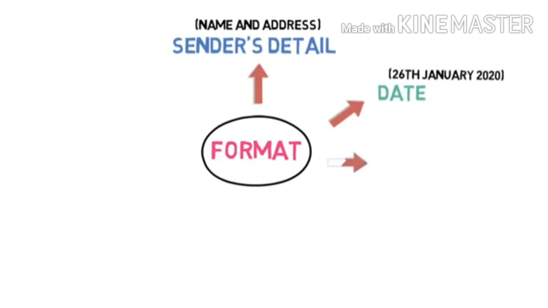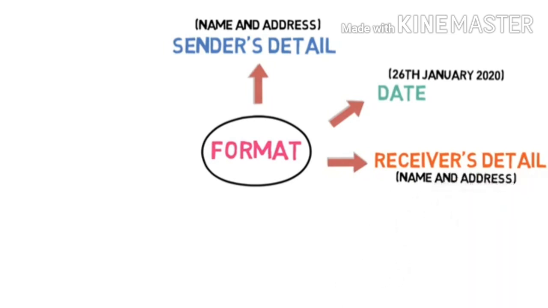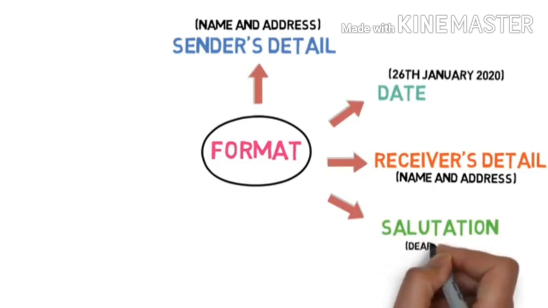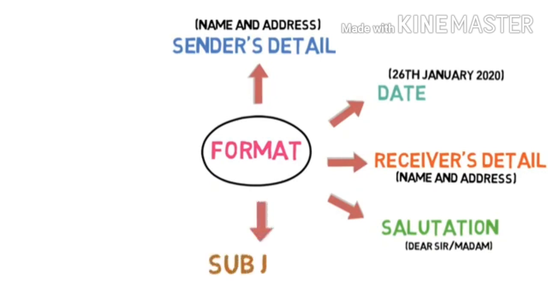And then the third part is receiver's detail. You have to write down the receiver's name and address, whom you are going to write to. That is very important, otherwise the letter won't be received by the particular person. Next one is salutation. Salutation means you are writing dear sir or madam. If it's a madam, you put madam. If it's a sir, just write sir or madam.